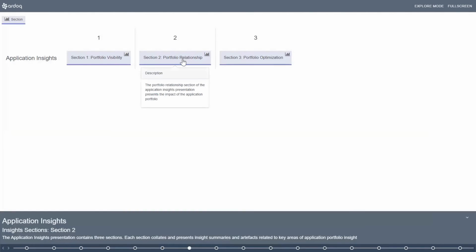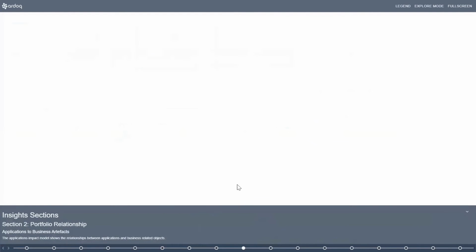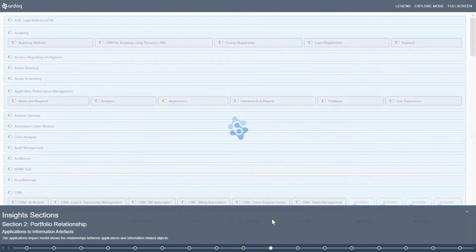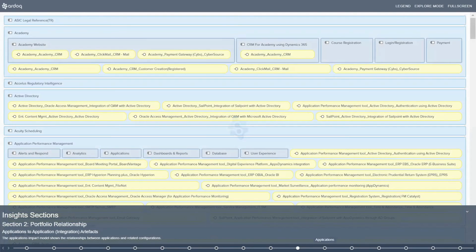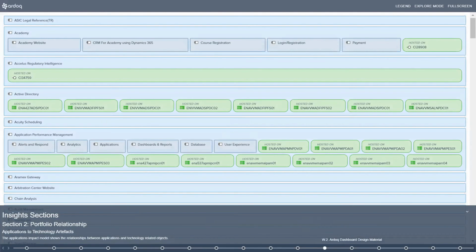We can then move on to understanding the key relationships that exist in this particular application asset or portfolio, starting once again with some summarized information for the total application, as well as some supporting key headlines that essentially summarize this particular section. We can start to understand the relationships of a portfolio to various aspects of business operation. So in this case, we're looking at business interactions. Here we're looking at information interactions. Here we're looking at some more technical and integration interactions, and here we have some more infrastructure related relationship information.